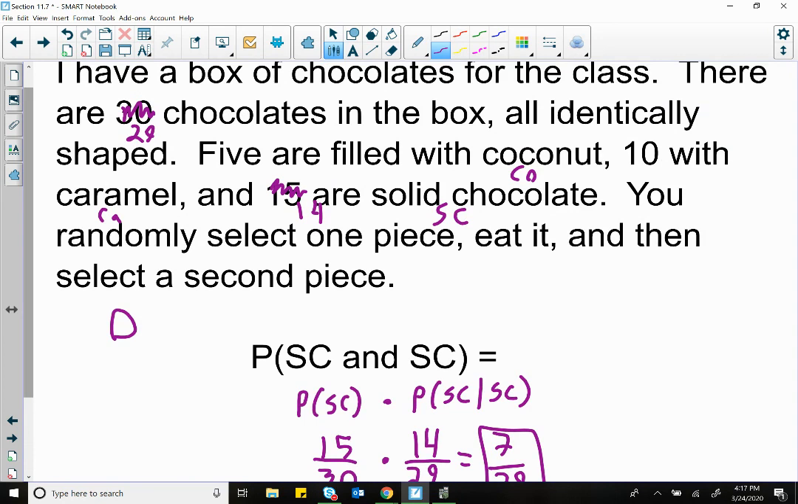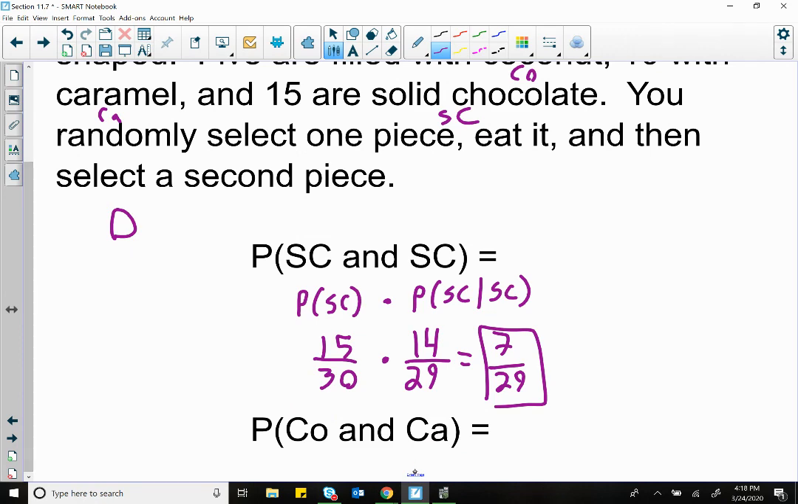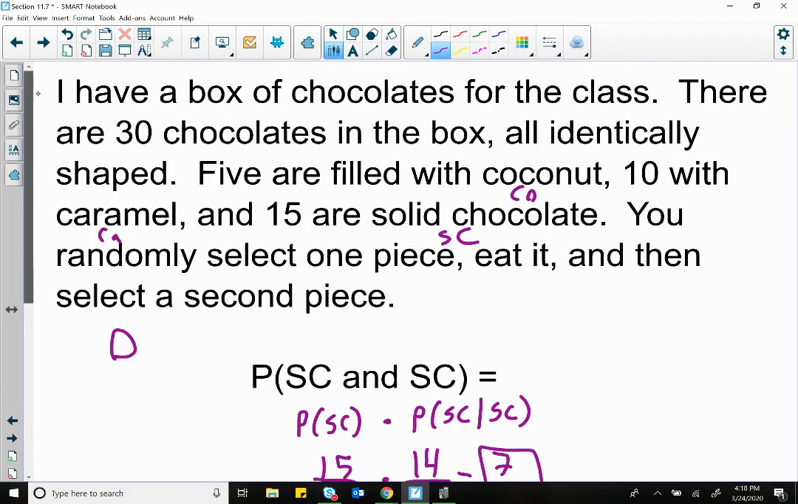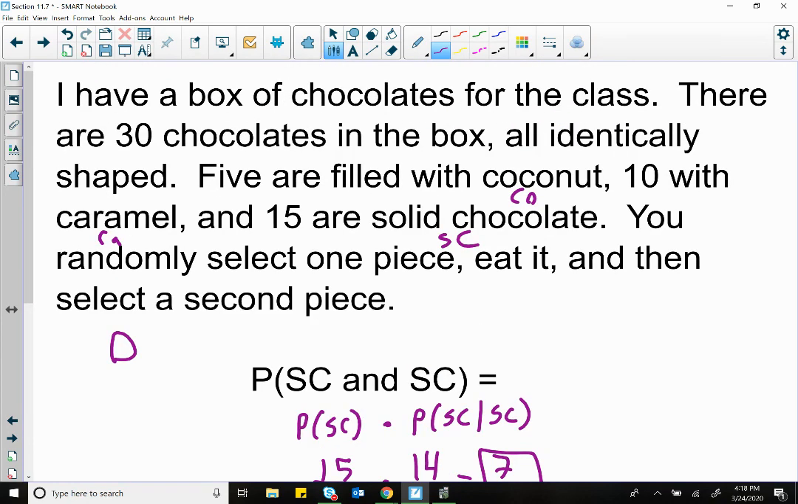So let's go up here, do some quick erasing, and let's do this again. Okay? So that was solid chocolate. So this time, again, this is a dependent event. So we're going to find the probability of coconut times the probability of a caramel, given that we just ate coconut. Okay? So let's find this first probability. How many coconut are there? There are 5 out of 30.